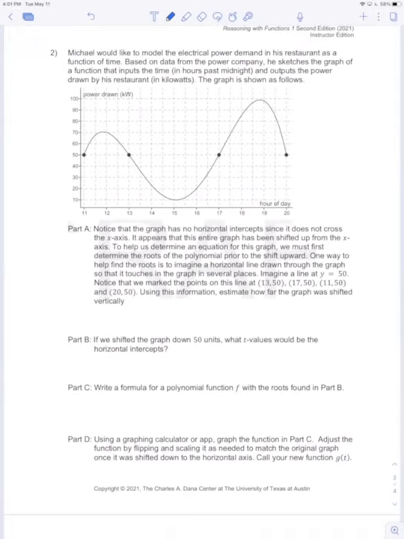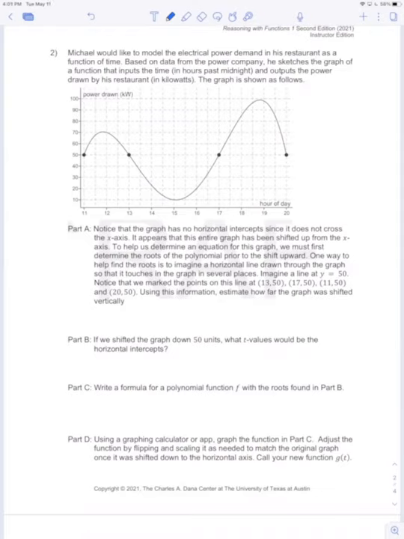Part A. Notice that the graph has no horizontal intercepts since it does not cross the x-axis. It appears that this entire graph has been shifted up from the x-axis. To help us determine an equation for this graph, we must first determine the roots of the polynomial prior to the shift upward. One way to help find the roots is to imagine a horizontal line drawn through the graph so that it touches the graph in several places.